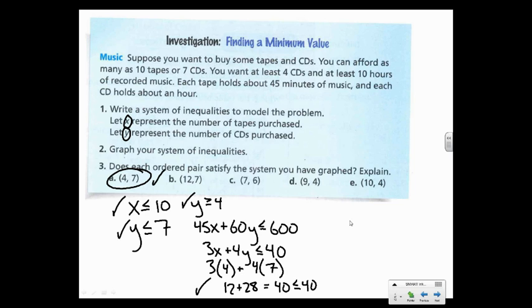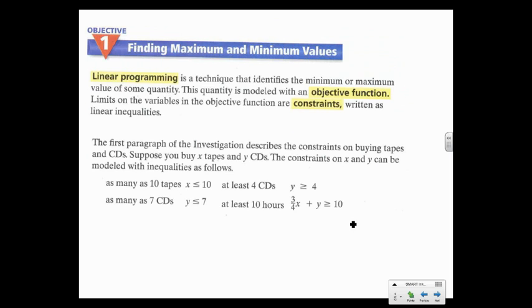If it works for 3 but not 1, doesn't work. It has to work for all of them. Okay, so try the next 4 points, plug them in, see if they're going to work. All right, so let's take a look here.